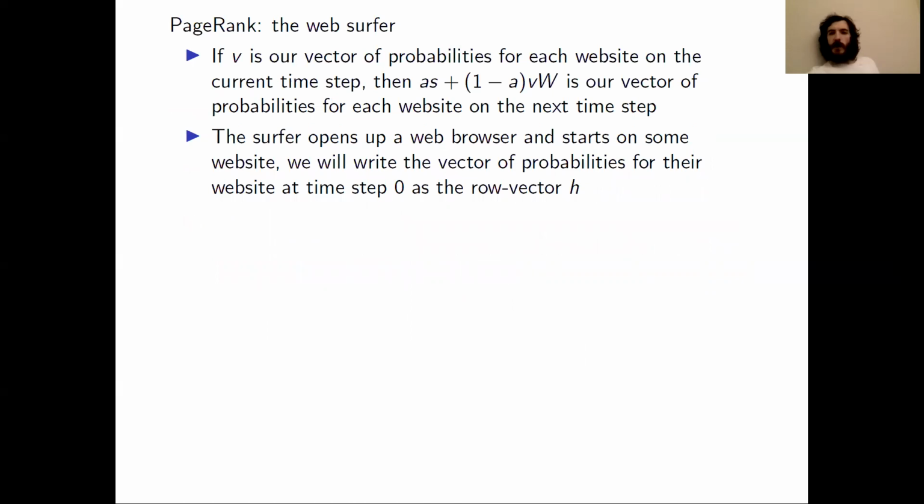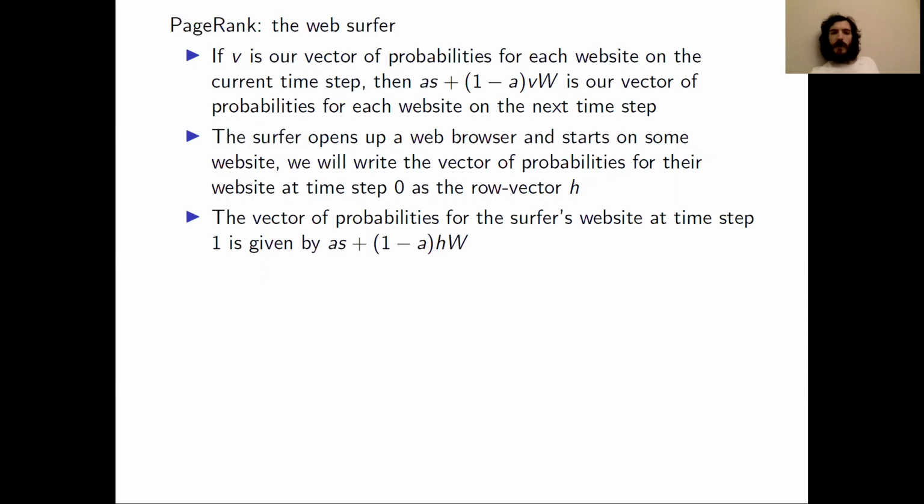So we have that starting vector h. We can apply our rule for going from a current website to a next website, and we can apply it starting at h. So the vector of probabilities for the surfer's website at time step 0 is h. We're going to take our function f(v) and plug in h for v. That tells us that the vector of probabilities for the surfer's website at time step 1 is a s plus (1 minus a) times h times W.